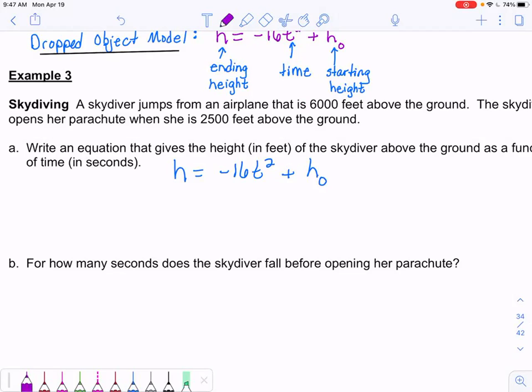So when the skydiver is in the plane and they jump out of the plane, how high above the ground are they, Peyton, when they jump out of the plane? 6,000 feet. That's the starting height, which is a little more than a mile above the ground. A mile is 5,280 feet, and they're 6,000 feet above the ground. So that 6,000 feet is our original height where we're starting in the sky. So we're going to plug that in for h sub 0.